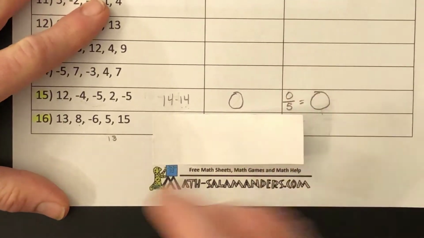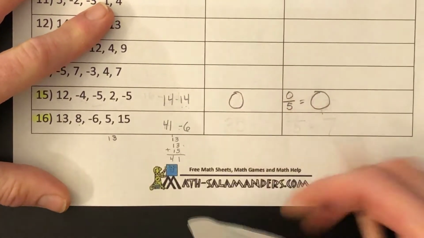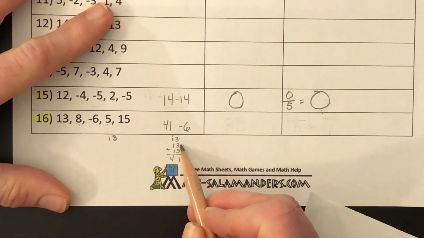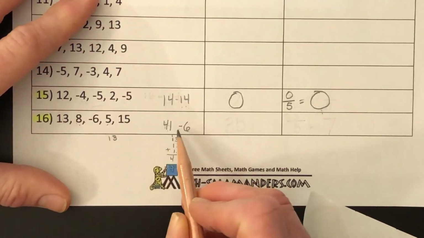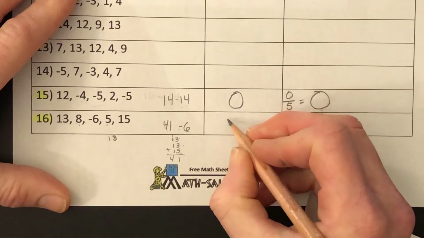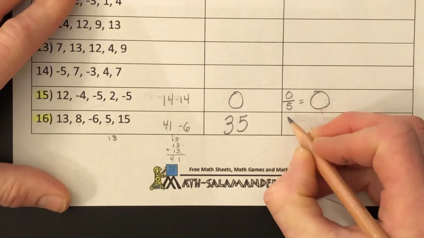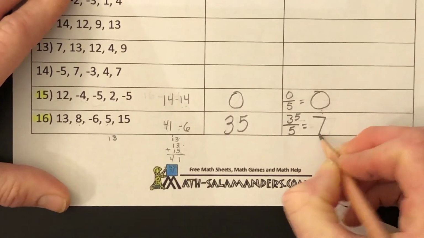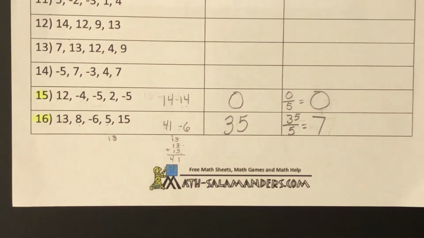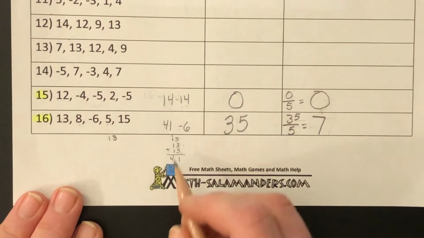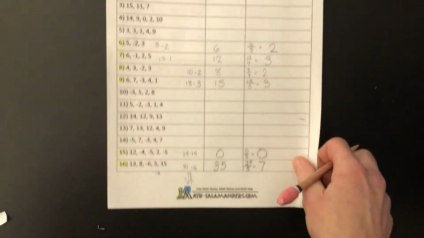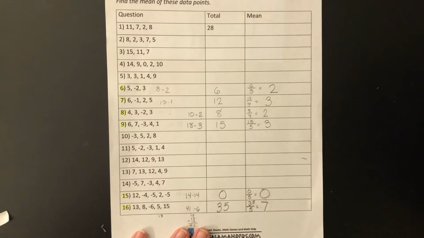16, I added up the positives, had to add them up like that because there's so many. 8 plus 5 is 13, so 13, 13, and 15 gives me 41. Minus 6 is 35. I take that 35 and I divide by the 5 numbers, and I get 7. My average is 7. So it's really very simple, and you rarely ever have to write out your math. Mostly you can do it in your head. Find the average of the rest of these, and let's look at the next page.